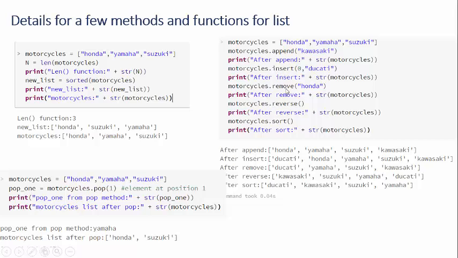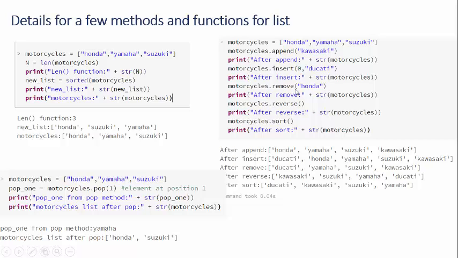In addition to insert, we can actually remove. We can remove an element by its content. In this particular case, we're removing the first element that has the content of Honda. After we run this function, we can print out what the effect will be. You can see that after remove, Honda has disappeared. We now have 4 elements in the list.